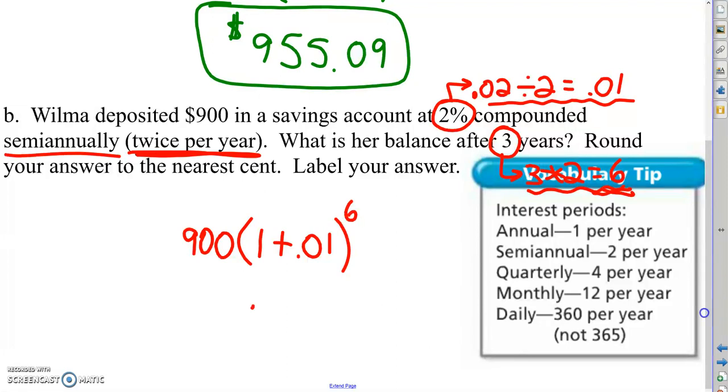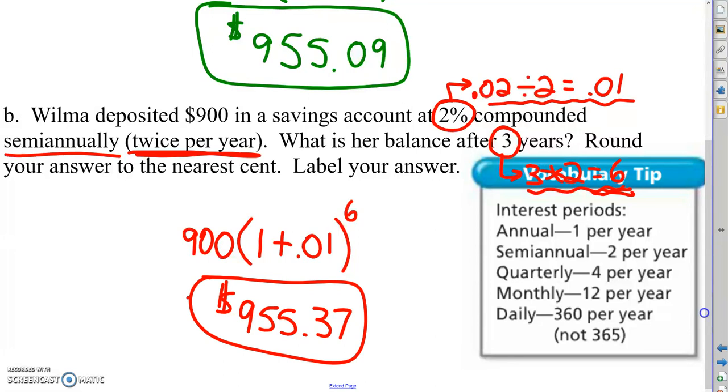We type all that in, and we finish with $955.37. You'll notice this is a little more than this. Yeah, it's only a few pennies, but if you left your money in there longer, or you were able to somehow find somebody that pays your interest more often, you're going to make more money. All right, good luck with compound interest.